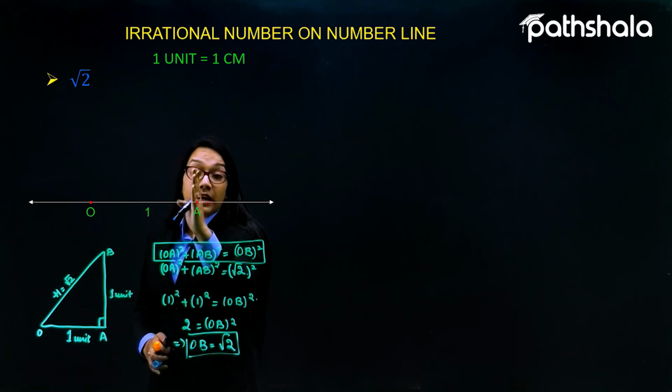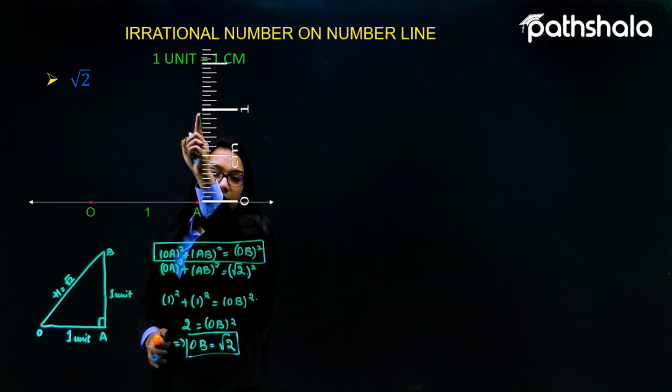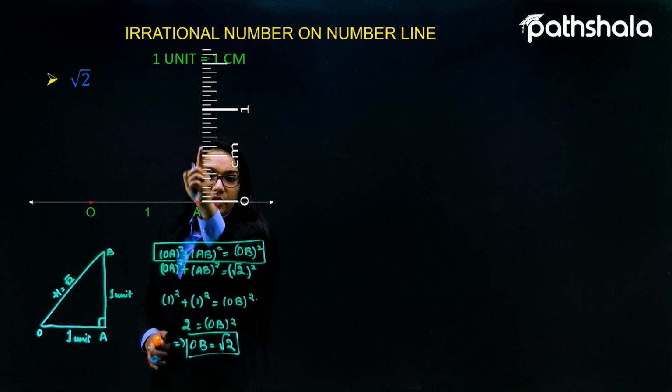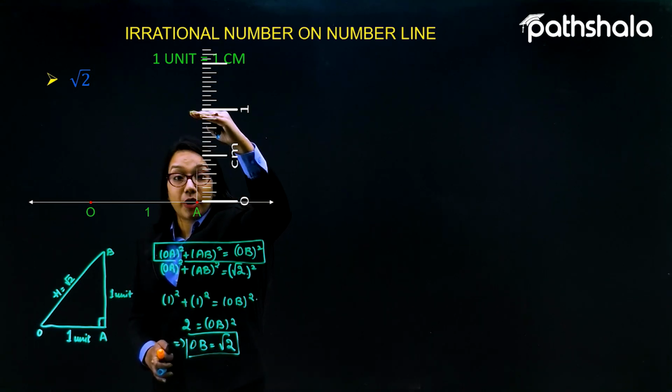Such that AB is again of 1 unit. So using the scale again, let us suppose I'm taking the scale over here again, and I am marking the distance that is 1 unit. So this is my 1 unit. Using the scale, this point over here is nothing but the point B.